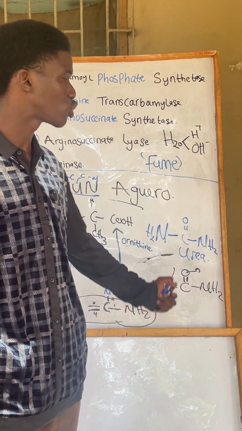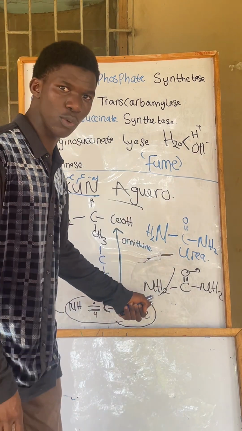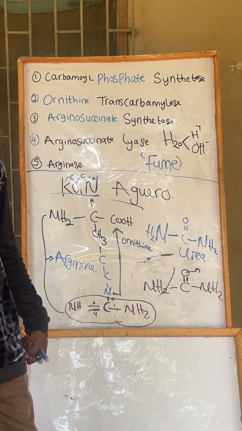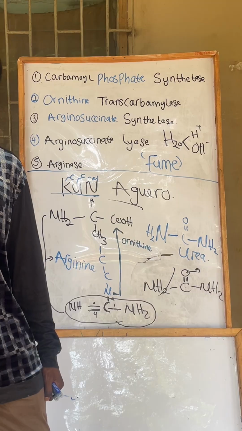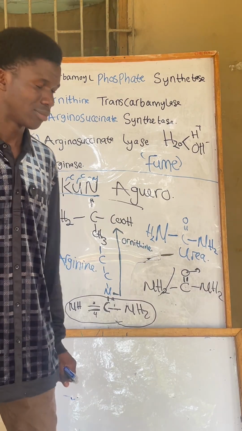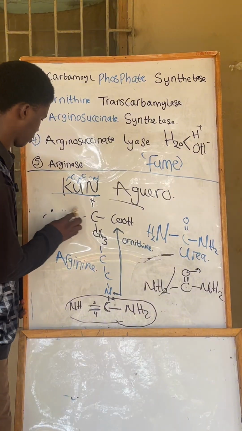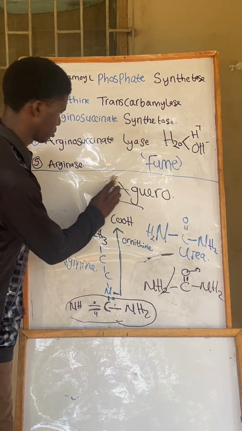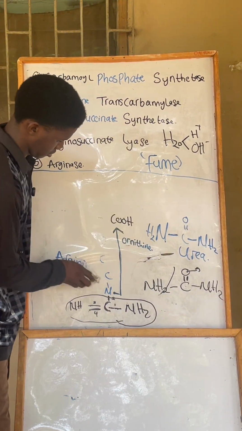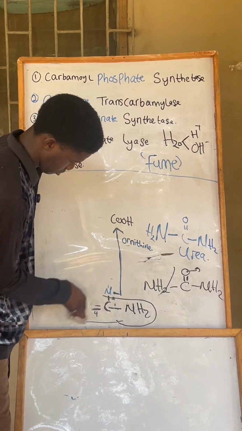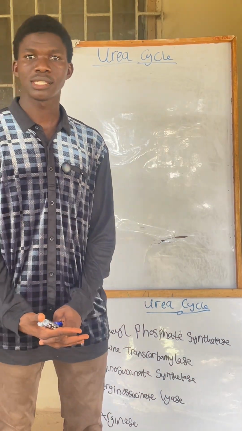But if you remove that urea part at the bottom, that part is going to have another name, which is ornithine. Do you understand it? So that is that about that. Now let's move into the cycle. Okay, let's start the cycle.